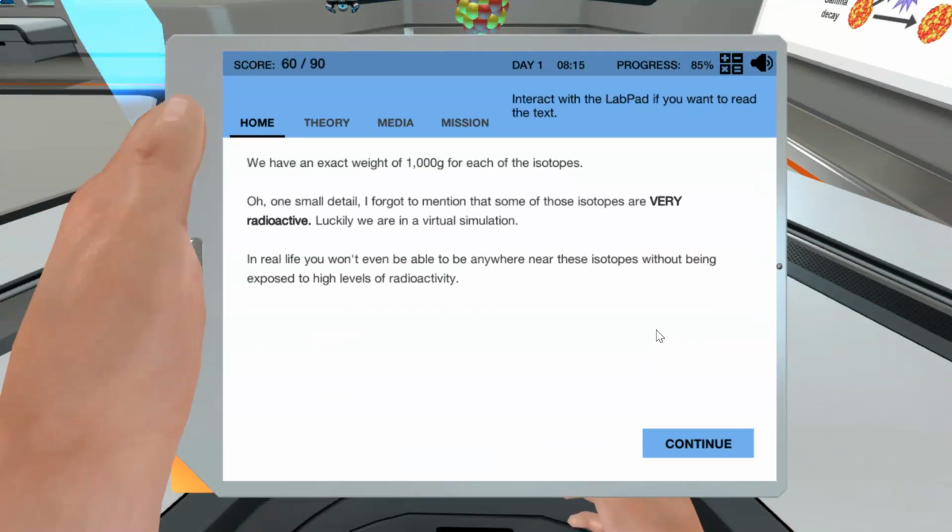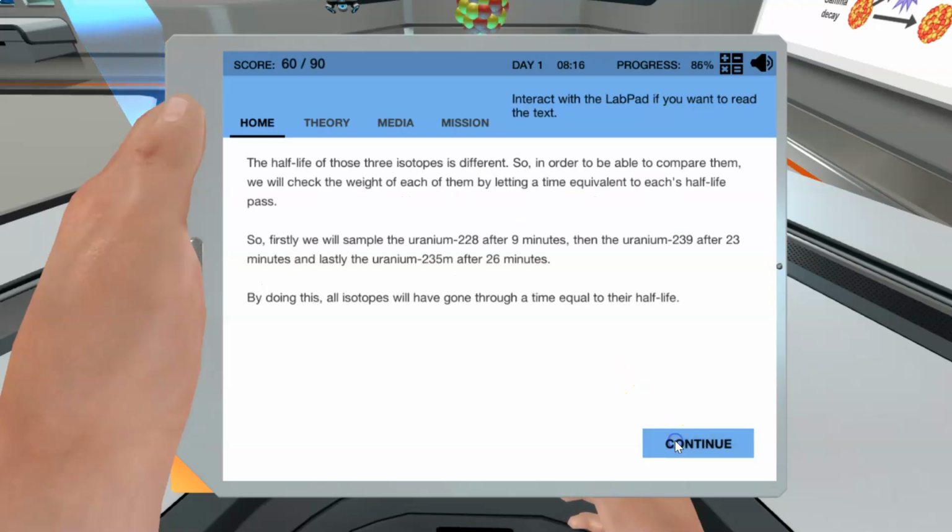We have an exact weight of 1,000 grams for each of the isotopes. Oh, one small detail, I forgot to mention that some of those isotopes are very radioactive. Luckily we are in a virtual simulation. In real life you won't even be able to be anywhere near these isotopes without being exposed to high levels of radioactivity. The half-life of those 3 isotopes is different.